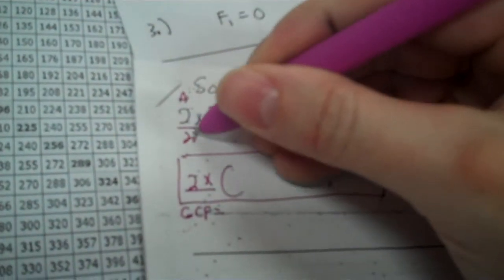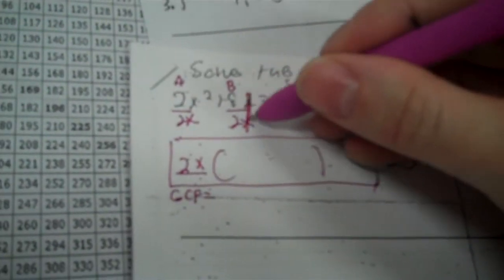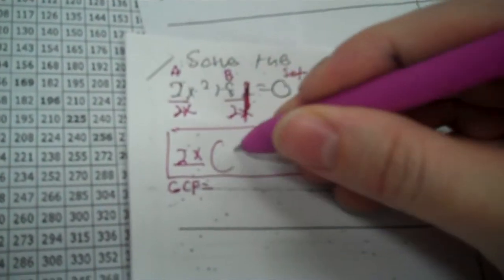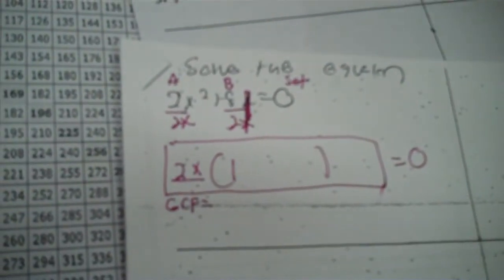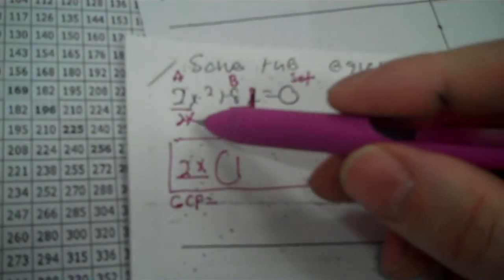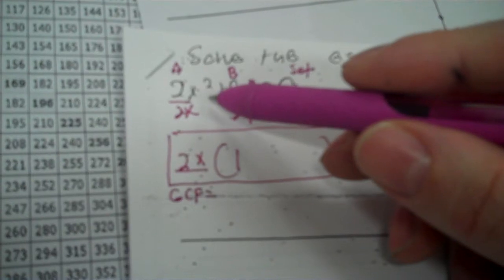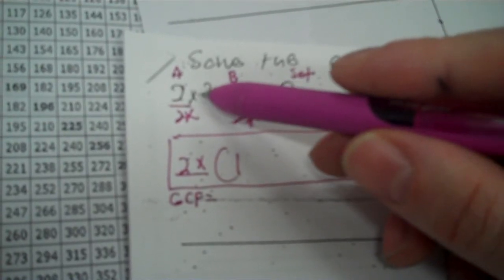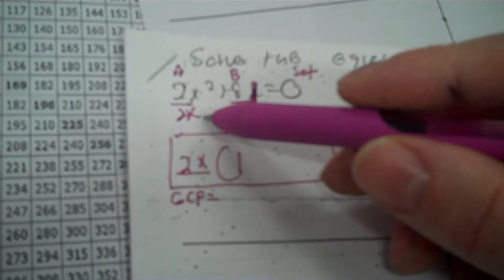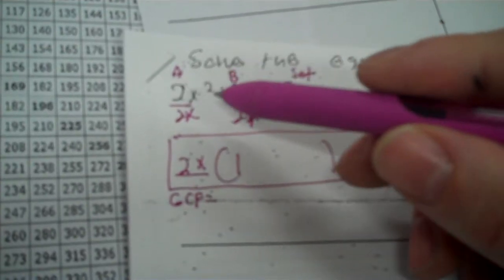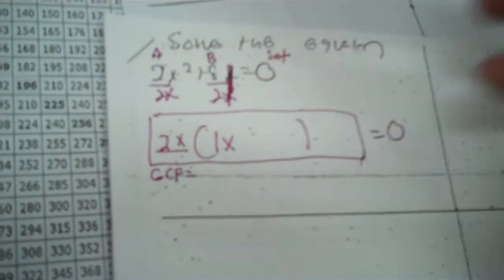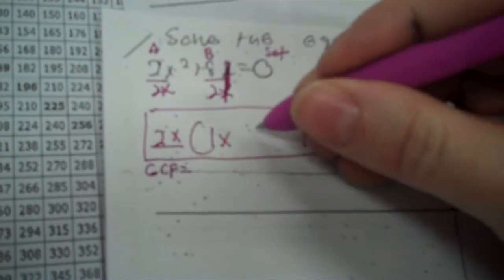Now I go up and divide. Remember, cross those out. Those are gone. 2 divided by 2 is 1. Now, one thing that will go quicker: x to the second power divided by x is always x. I'm going to say that again. X to the second divided by x is always x. Then 8 divided by 2 is 4.